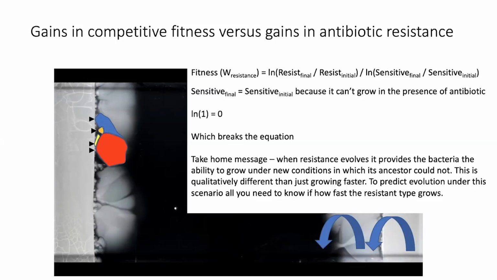So this is all you really have to do in order to predict the spread of the antibiotic resistant type relative to the ancestor: just consider how fast the antibiotic resistant type is growing, because that ancestor is no longer a competitor. It's either killed by the antibiotic or unable to grow. So I hope that makes sense, how these two types of selection are different. Some people call them soft selection and hard selection, but that's used in different ways throughout the literature. So I would just focus on competing for resources versus gaining antibiotic resistance and gaining the ability to inhabit new spaces.